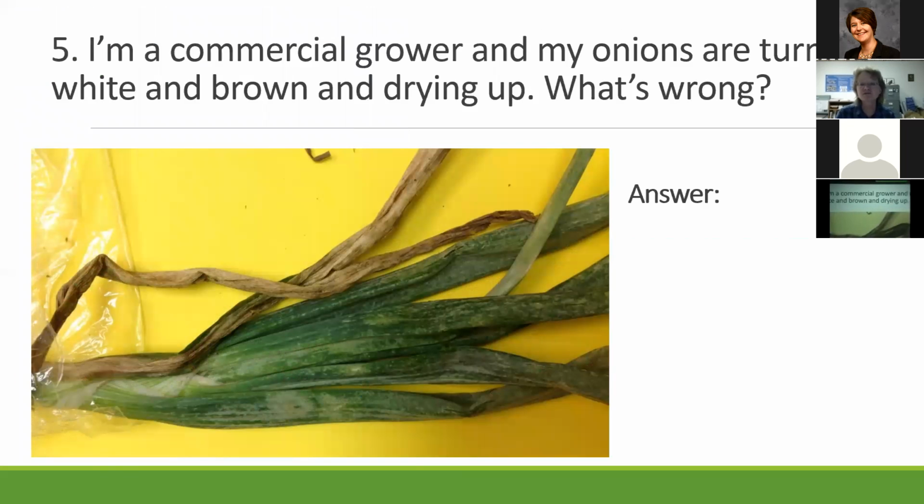I'm a commercial grower and my onions are turning white and brown and drying up. What's wrong? I want somebody to tell me what the answer is to this. Elizabeth said common pokeweed, good job. That's probably Elizabeth answering. Common pokeweed. The Panhandle says that the problem here is mites.